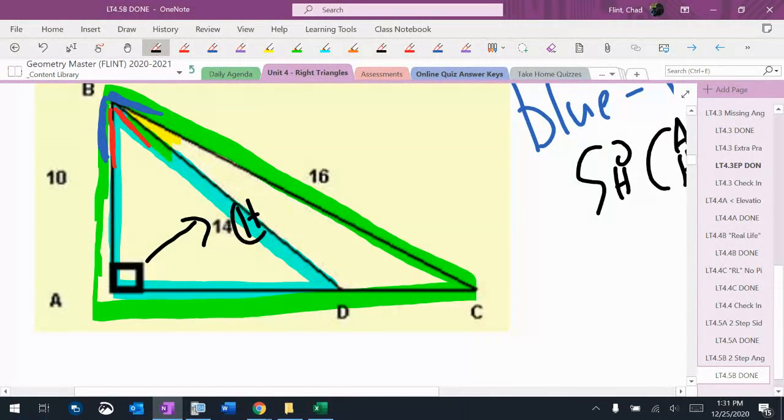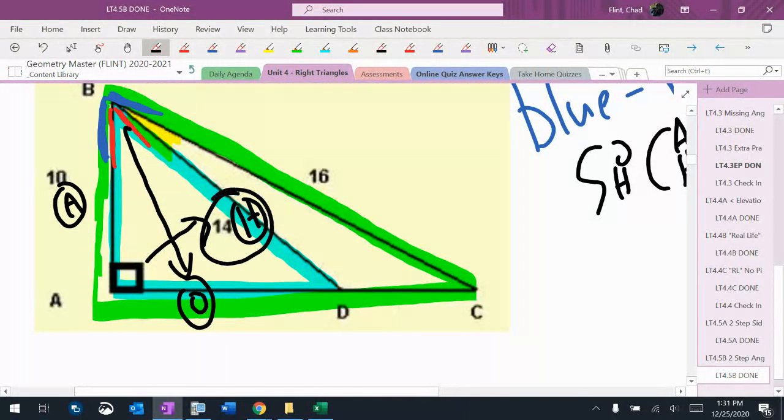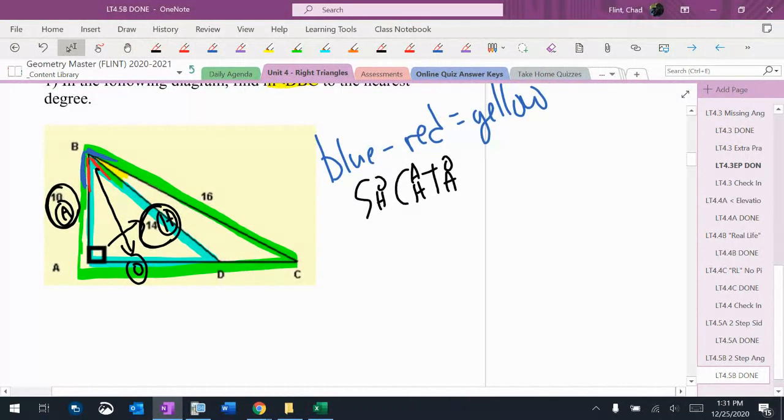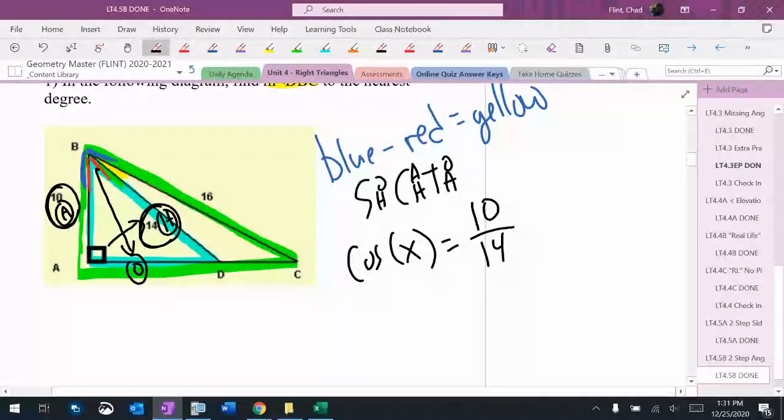So I've got a hypotenuse here, I've got an opposite down here, and I've got an adjacent over here. So in the blue triangle, I know the hypotenuse and I know the adjacent. Since I know the hypotenuse and the adjacent, that's going to make this a cosine problem. The adjacent goes on top of the cosine, it's going to be 10. The hypotenuse goes on the bottom, and I don't know the angle.